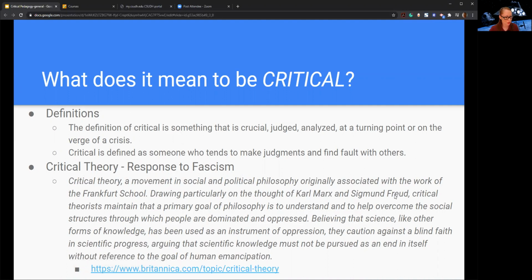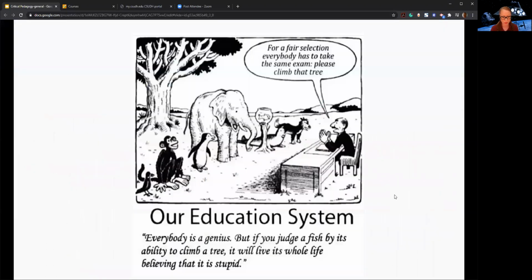Now, there are some definitions here, and I want you to go ahead and pause it and read through them. Okay, so our first definition talked about something that is crucial, judged, analyzed. The next one talked about making judgments. If we think about that as our purpose, when we say critical theory, we are being critical, we're analyzing, we're judging something, and we're trying to identify flaws, not in a super negative or depressing way, but in a way to correct problems, right? So the whole attitude of using critical theory in education is this: can we criticize our education system in a way to make it better?